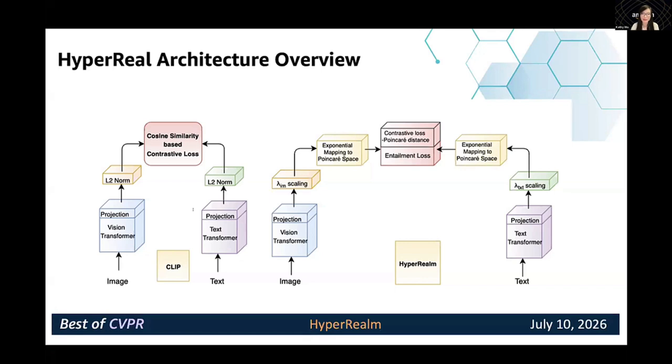And second, we apply exponential maps to project embeddings from Euclidean space onto the Poincaré ball. This is where the magic happens. We are moving from flat space to curved space. And third, instead of cosine similarity, we compute hyperbolic distances. This respects the geometry. You cannot just use a dot product in curved space. And fourth, we optimize two objectives simultaneously, contrastive loss for semantic alignment and our novel entropy-driven entailment loss for hierarchical structure. I will dive into this part right after this. This dual objective approach is crucial. We preserve CLIP's semantic alignment while adding hierarchical awareness.